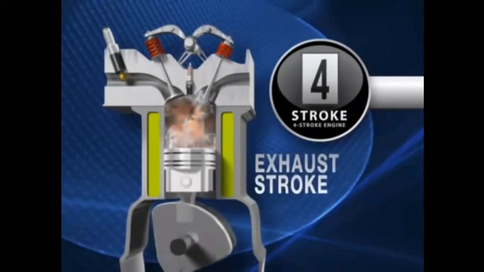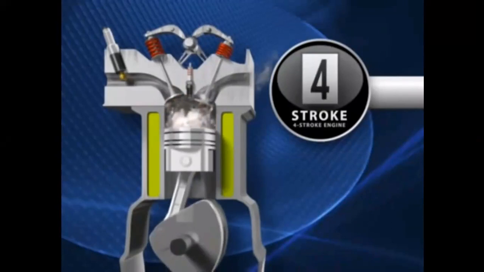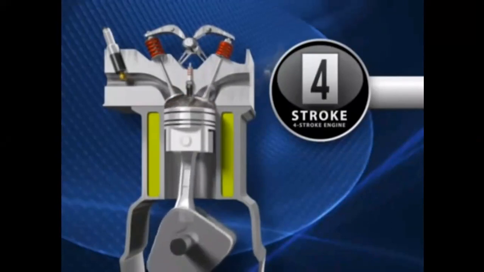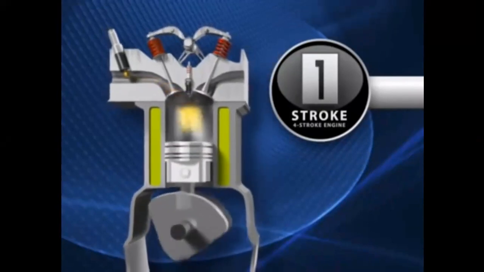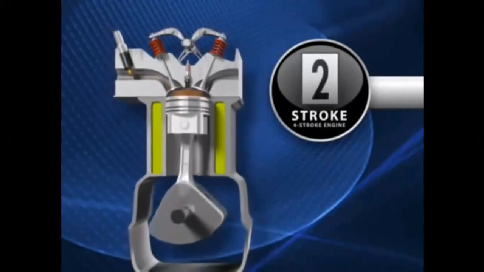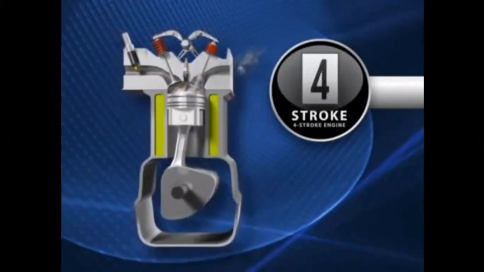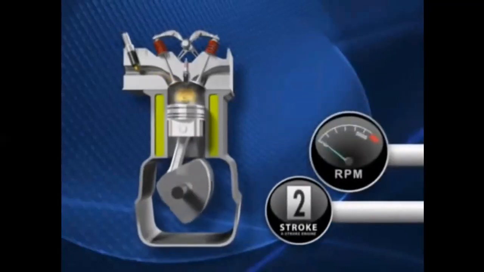The fourth stroke is the exhaust stroke. As the piston travels upward, the exhaust valve opens to release the burned air-fuel mixture. When the piston reaches the top of this stroke, the intake valve opens and the cycle begins all over again. It takes 1 up and down motion, or 2 strokes of the piston, to create 1 revolution of the crankshaft.